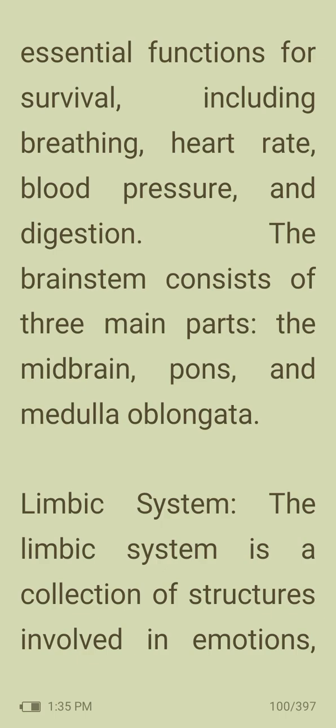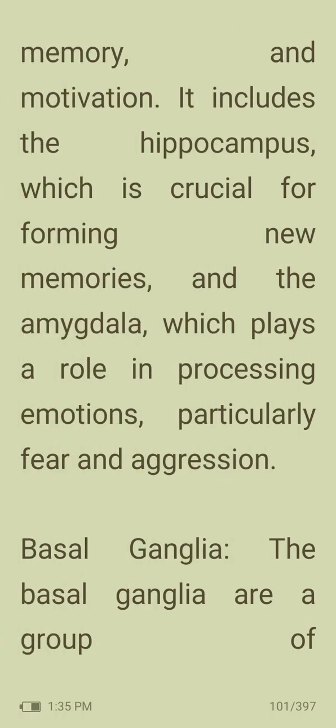Then, limbic system. The limbic system is a collection of structures involved in emotions, memory, and motivation. It involves the hippocampus, which is crucial for forming new memories, and the amygdala, which plays a role in processing emotions, particularly fear and aggression.